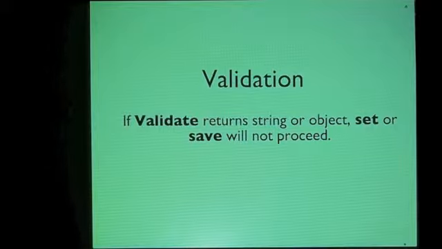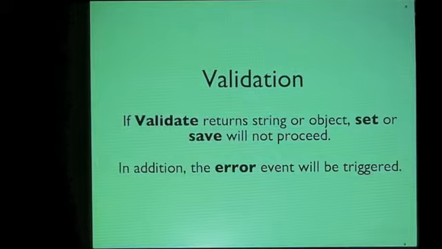Okay, so if the validate returns something, the set or save will not proceed. In addition, the error event will be triggered. So that's something that your view can listen for when we get to that.